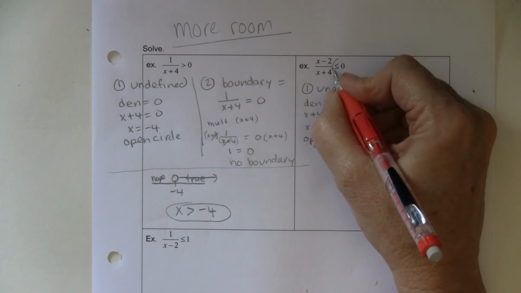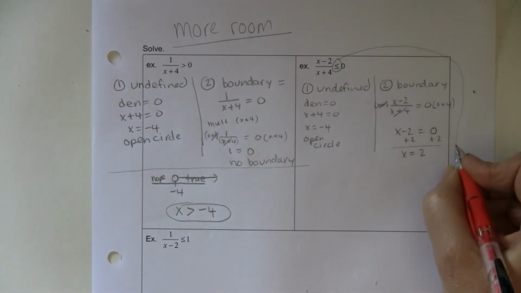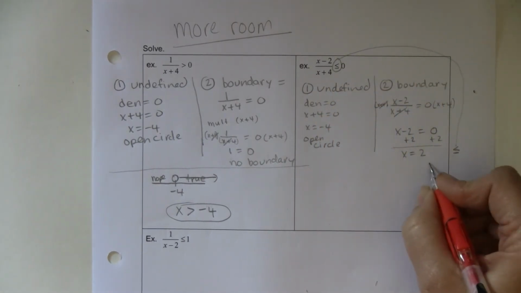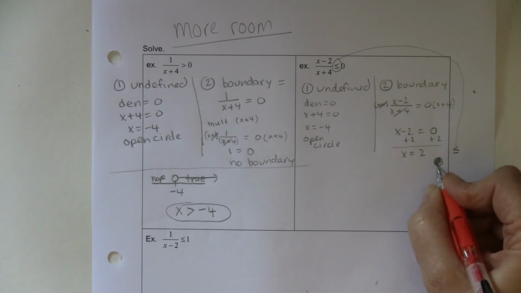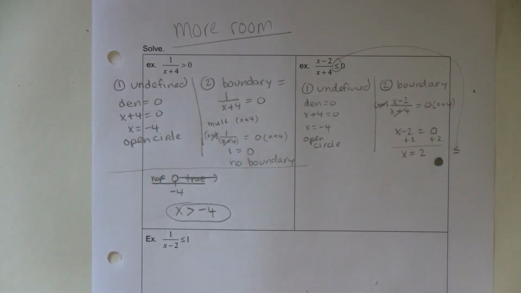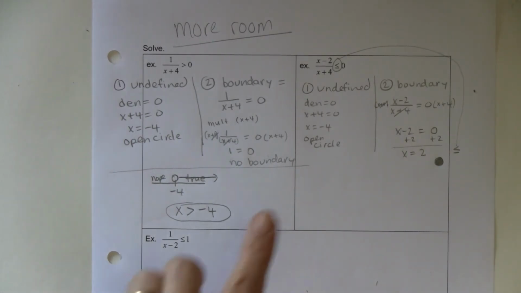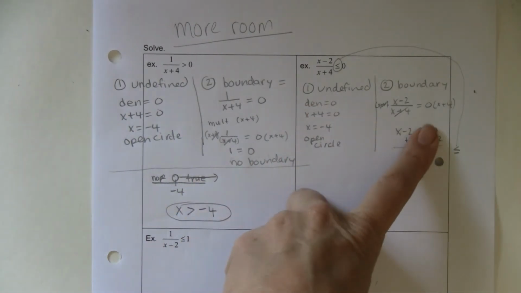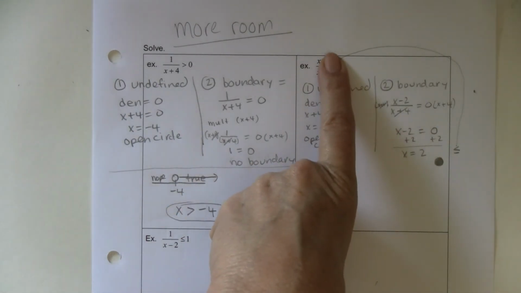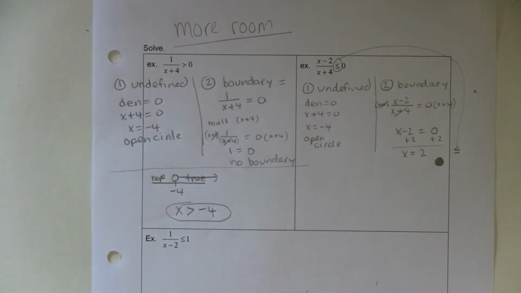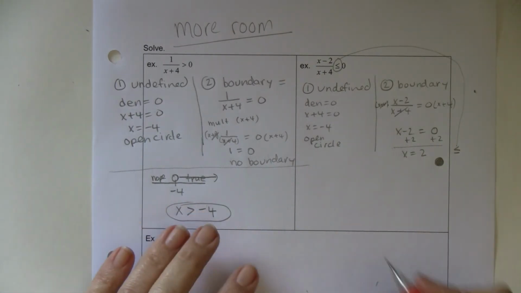And because this is greater than or equal to, this is going to be a solid circle on my number line. Okay, so this one is always open, and this one is open or closed depending on what you have here. And so I'm going to have one open and one closed, and that's okay.